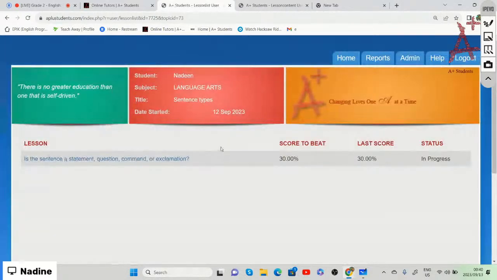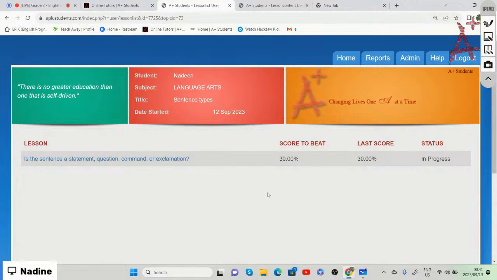All right, so that is basically our 4 types of sentences. We said with our 4 types of sentences, we have a statement, we have a question, we have a command, and we have an exclamation. With a statement, it is telling someone about something. A question is like asking a question, and it ends with a question mark. Then we have a command.